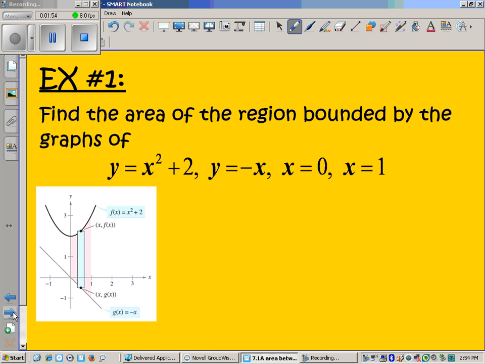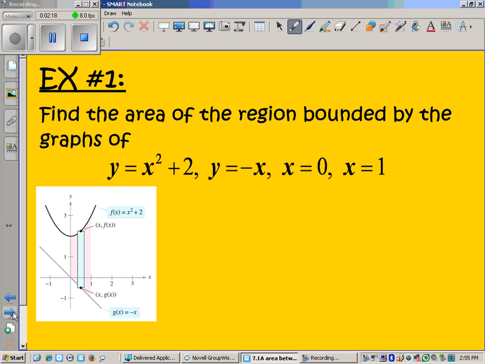Let's look at an example. Example number 1 says find the area of the region bounded by the graphs of y equals x squared plus 2, y equals negative x, the line x equals 0, and the line x equals 1. Okay? You are not always going to be given a graph. Actually, more times than not, you will not be given a graph. So what you might want to do first is kind of visualize what's going on.